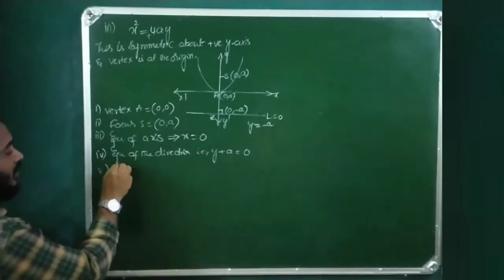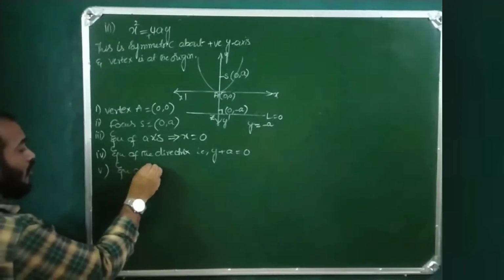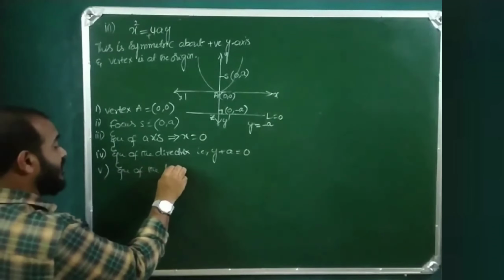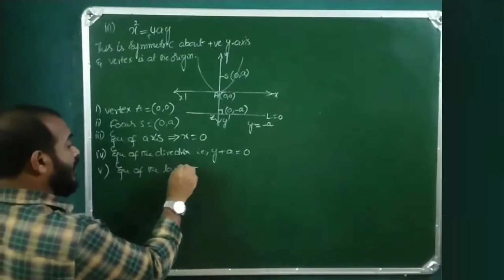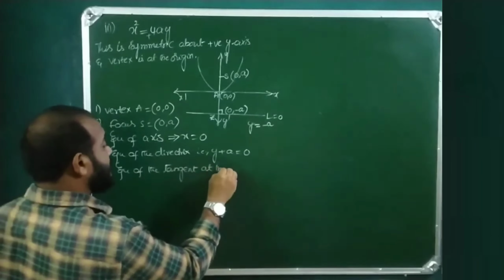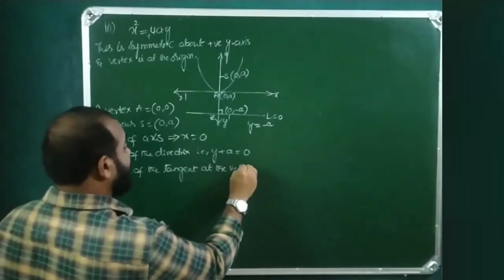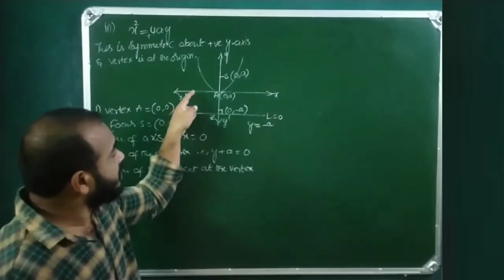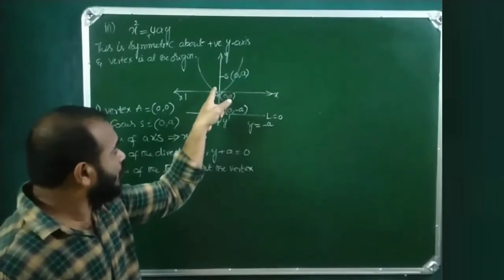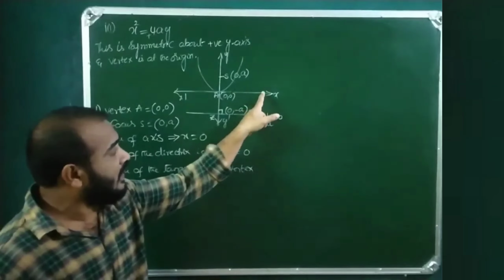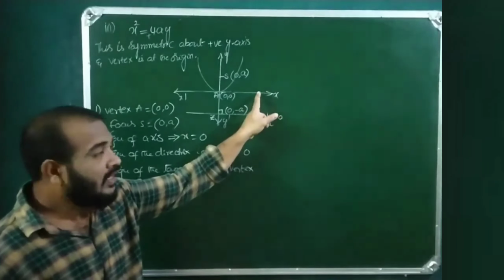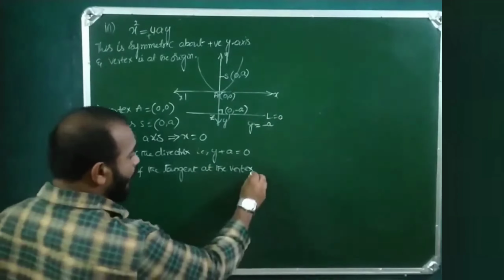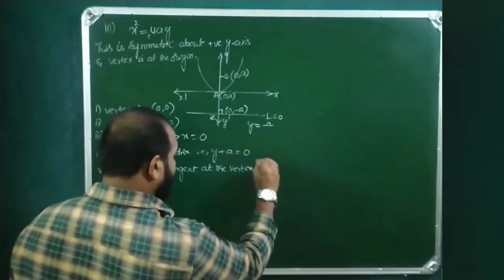And the equation of the tangent at the vertex. So this is the tangent to this parabola. What is this line? The x-axis. The equation of the x-axis is y equals 0.